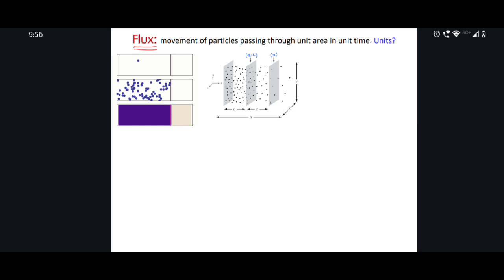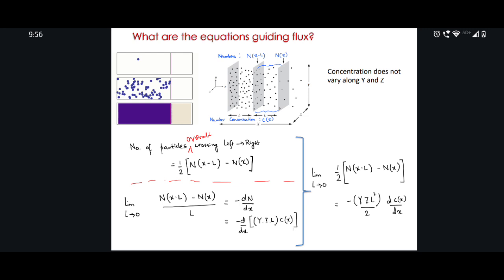placed at x. And I'm going to place another plate also on the x-axis at x minus L. If I do that, I'm also assuming that the concentration along y and z is invariant. So the number of particles crossing from left to right will be the number of particles here minus the number of particles here. I'm going to take a half, because I'm going to assume that the same numbers are moving in both directions.